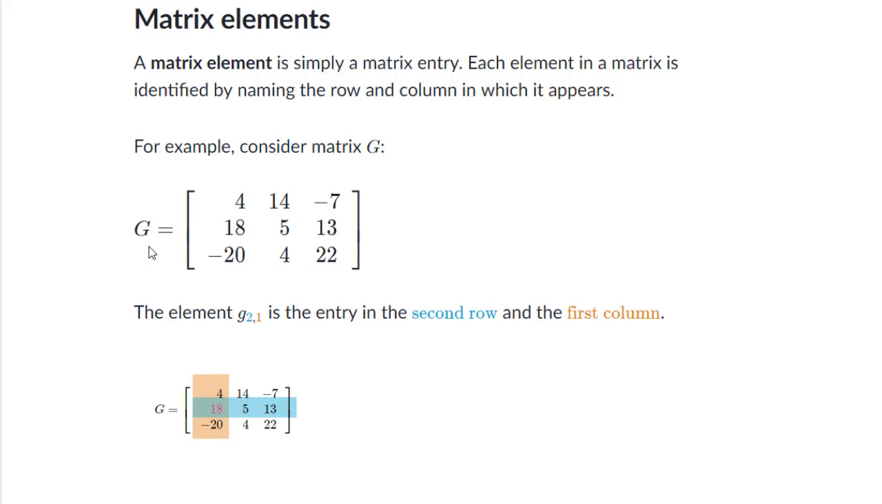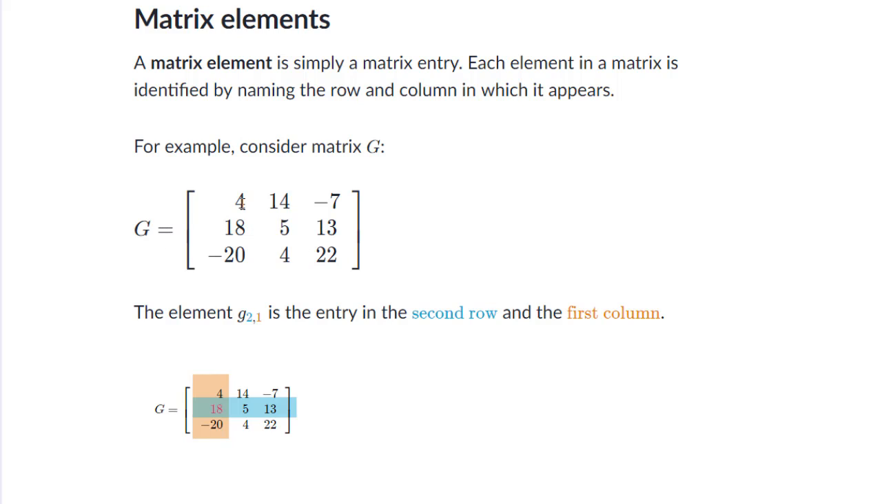Here you can see the order of matrix G is 3 by 3. It has 3 rows and 3 columns. So the order of matrix G is 3 by 3. So what is a matrix element? There are 9 elements in the matrix G.